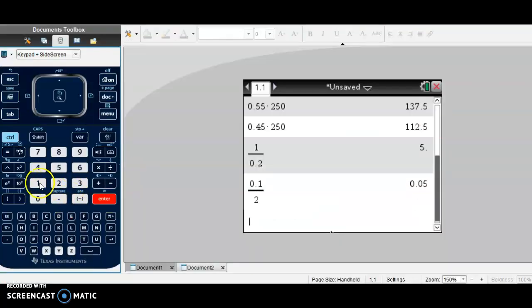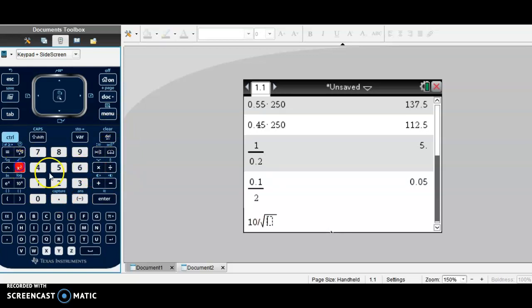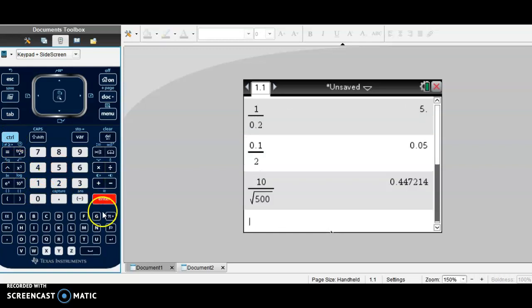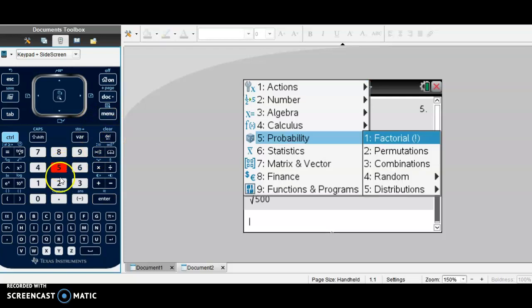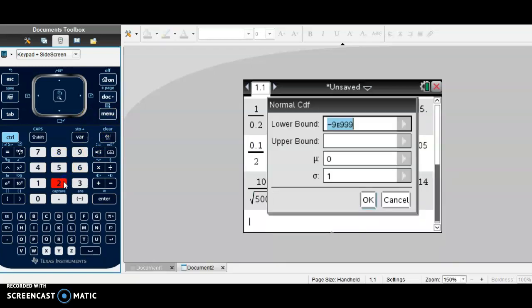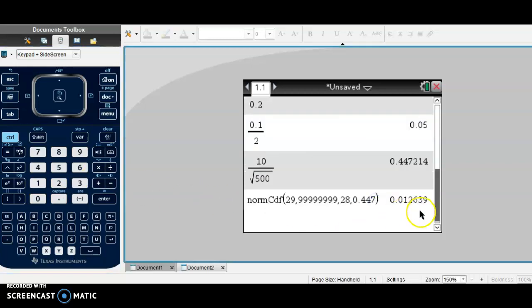So let's see what I get. 10 divided by the square root of 500. So there's my standard deviation, 0.447. So I go to menu, probability distributions, norm CDF, 29 for the lower bound, and my mean was 28, and I just found the standard deviation was 0.447. So I click OK, and there is the probability that I get a sample mean of $29 or greater.